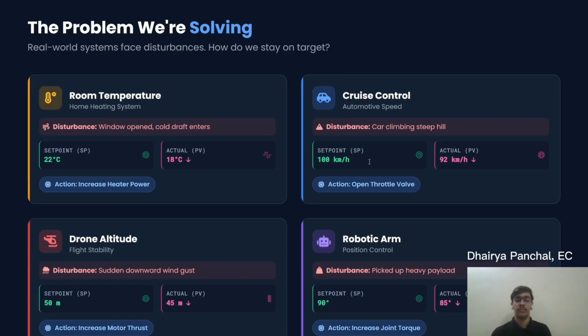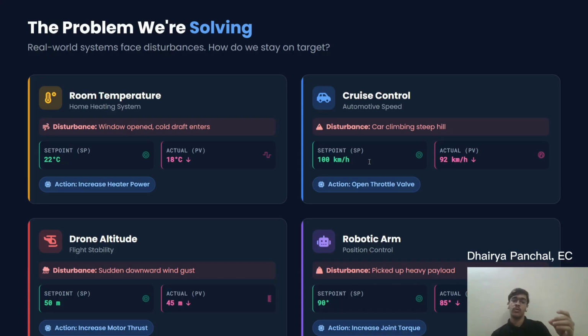So what are we solving? PID is used in real world applications all around you. So as I said, room temperature. In air conditioners, some form of PID controller is used. So the set point is 22 degrees Celsius and your present value is 18 degrees Celsius. Present means the current value, what my ambient room temperature currently is. So it's 18 degrees Celsius. So your system would generate an action, that is increase the heater power. You want to heat up the system to 22 degrees Celsius from 18 degrees Celsius.